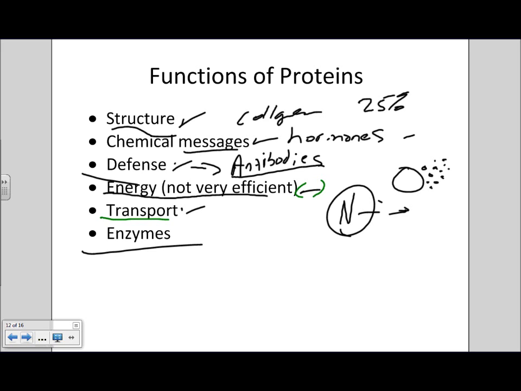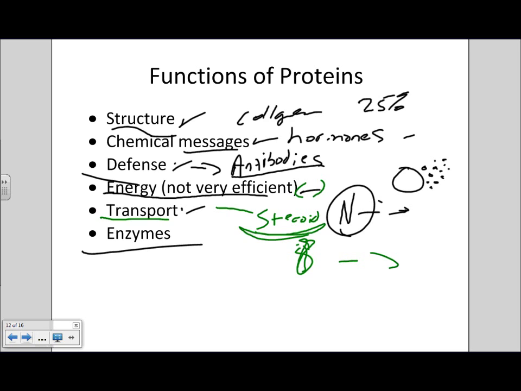So we can use proteins for transport. As I mentioned earlier, there are certain hormones, steroid hormones, that are made out of cholesterol. They're made out of fat and do not bind with the water of our blood very well. So as a result, we stick these steroids to carrier proteins and then circulate them all around the body.